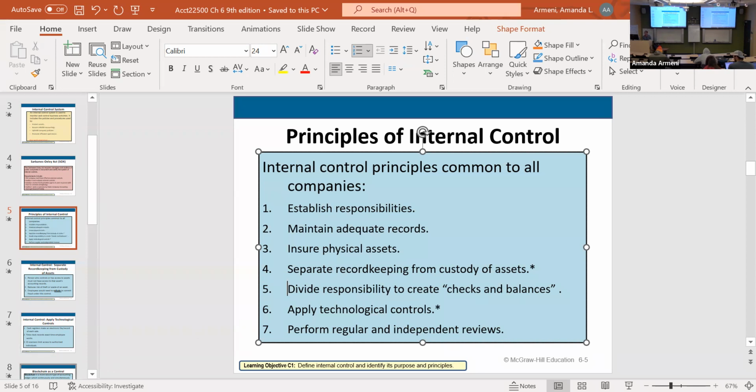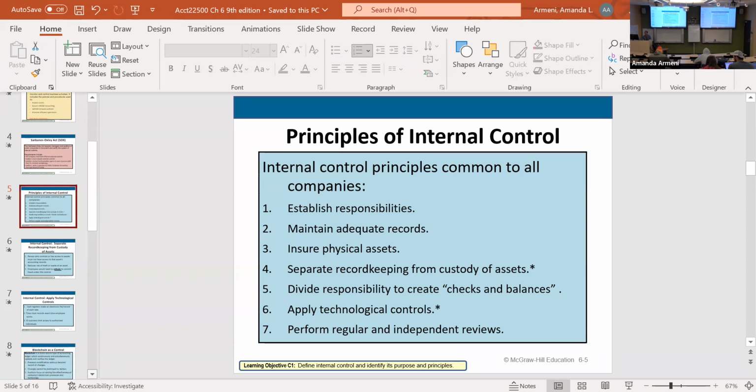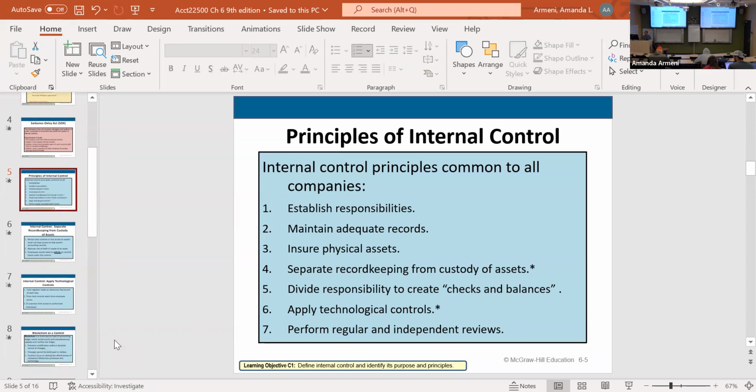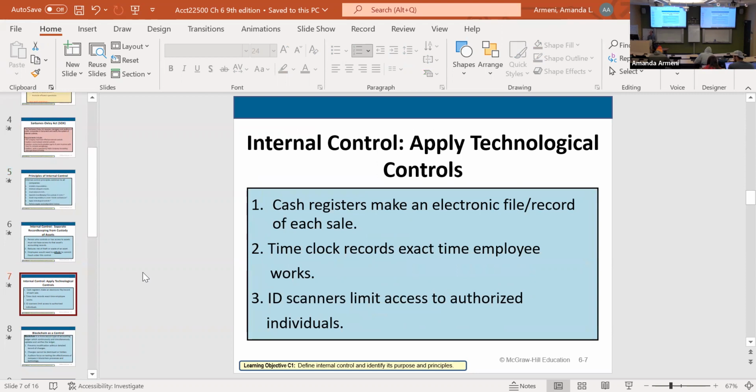Number 6, use technology in your system of internal control as best you can, right? Some of the ways that you may see technology used in your everyday life are cash registers, right? I think someone had said that they worked in retail before, was that the case? So did you have to operate a cash register, Sky? Right? And was there a way that you had to sign into the register, sign out of the register, that kind of thing?